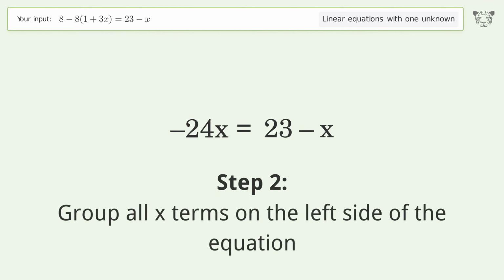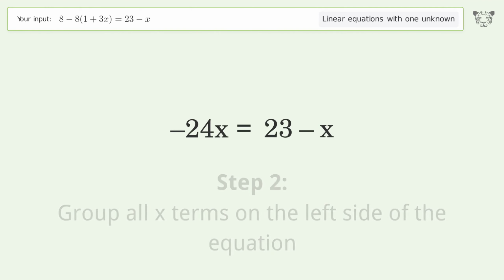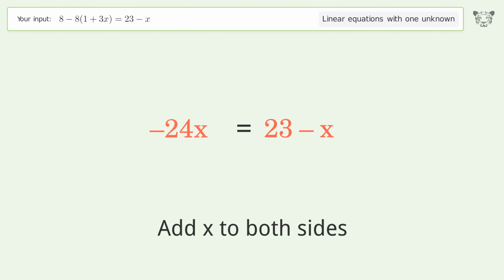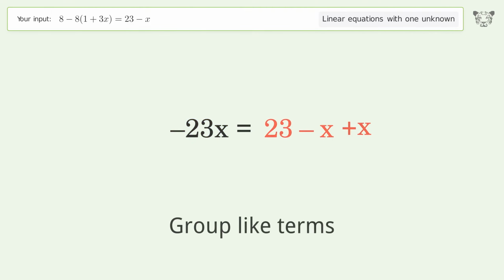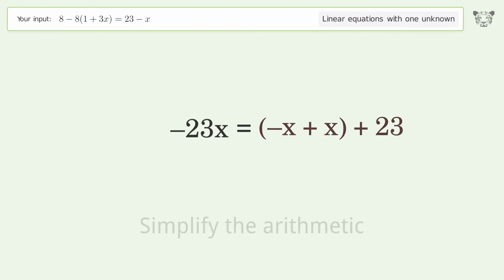Group all x terms on the left side of the equation. Add x to both sides. Simplify the arithmetic. Group like terms. Simplify the arithmetic.